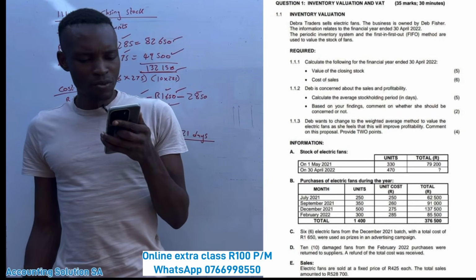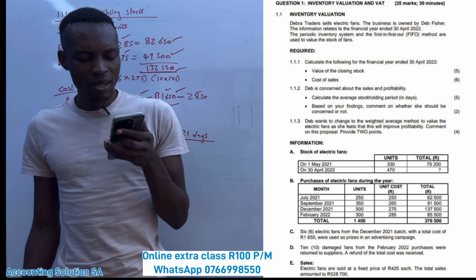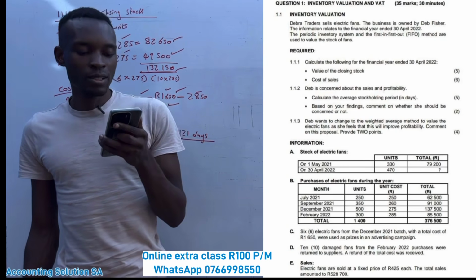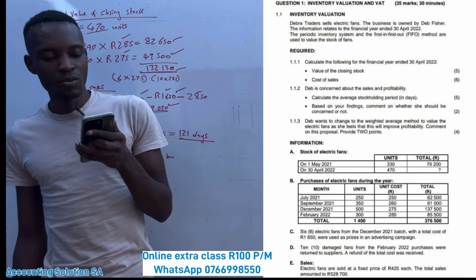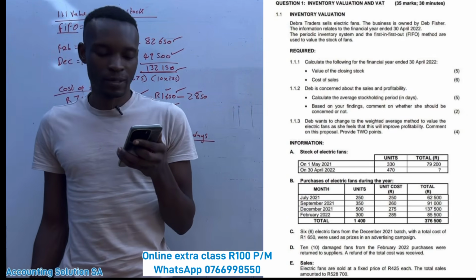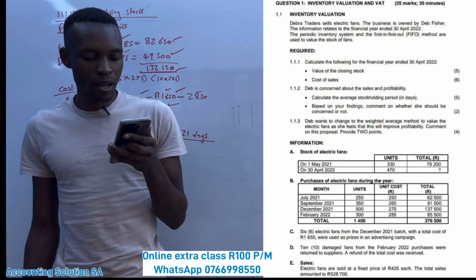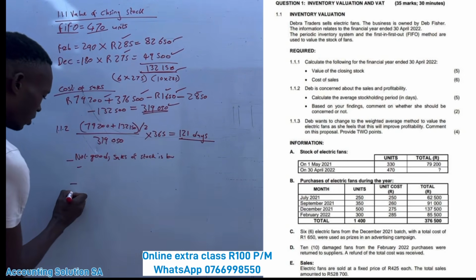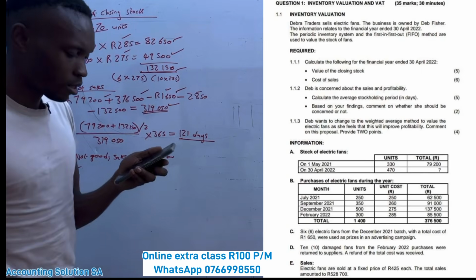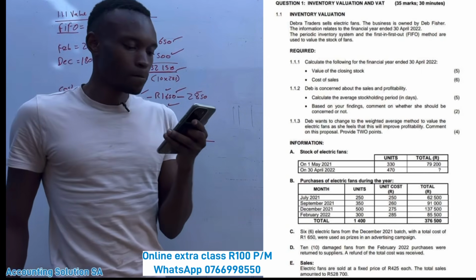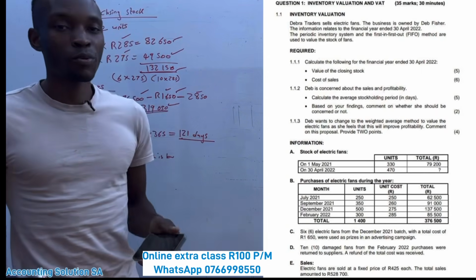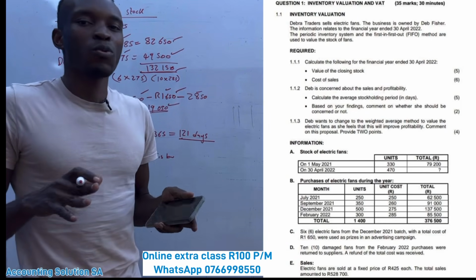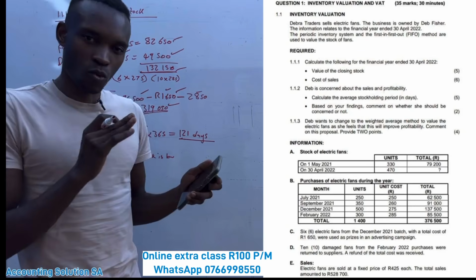Deb wants to change to the weighted average method to value electric fans as she feels that this will improve profitability. Comment on this proposal, 2 points. She wants to change, guys, and her reason, if you check her reason, is because she wants to improve profitability. You don't change a method because you want profit to look good.